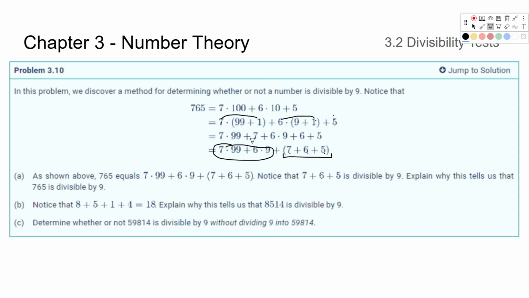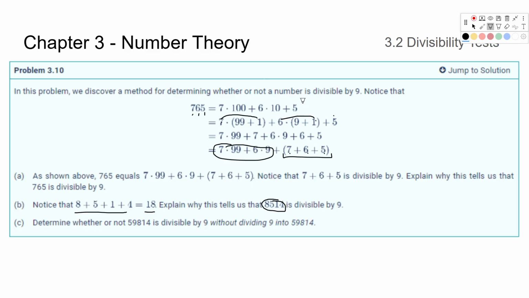And once we break it all down, all we're left with is these digits here, 7, 6, and 5. 7 plus 6 plus 5. Everything else we already know is going to be a multiple of 9. So if you add up all of the digits and that's divisible by 9, then you could say that the number is divisible by 9. Okay, so as long as 8 plus 5 plus 1 plus 4 is divisible by 9, which it is, then that would tell us that 8,514 is divisible by 9.